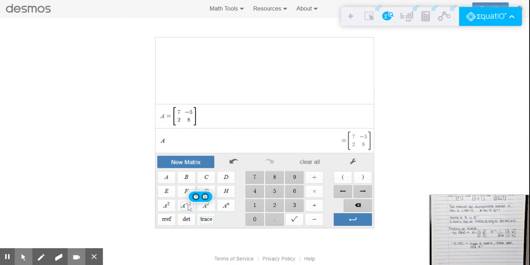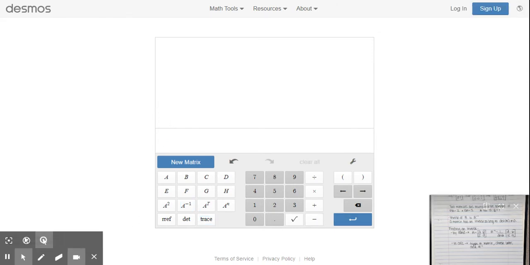And why is that not working? Okay, I apologize. I'm not sure why it wasn't working. I think that one of my extensions on Chrome was messing with the calculator. So let's try this again.